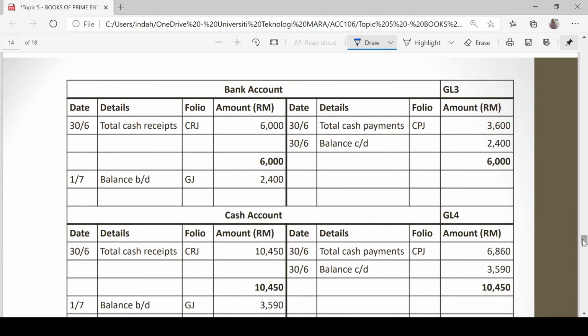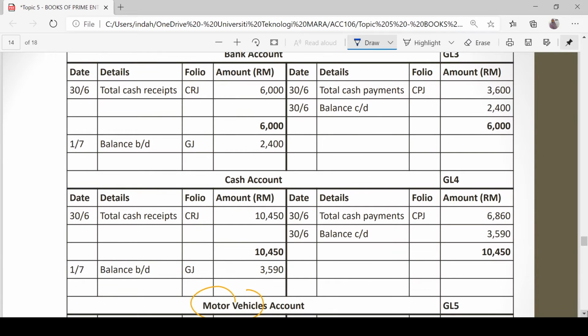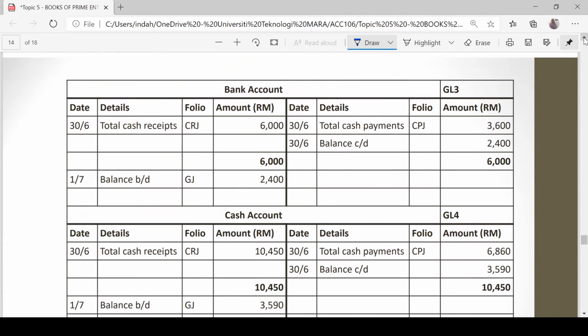So when we post to the ledger, we only post the total, like this one. For the bank account, we did not post one by one, but we post the total at the end of the month. Total cash receipt from the cash receipt journal is 6,000, total cash payment from the cash payment journal is 3,600. Then you can immediately calculate the balance c/d at the end of the year. The higher total is 6,000. The difference between 6,000 and 3,600 is 2,400. That will become your balance c/d.